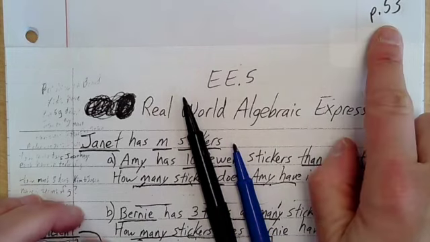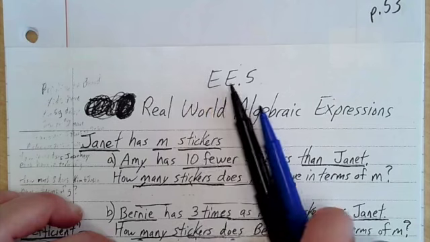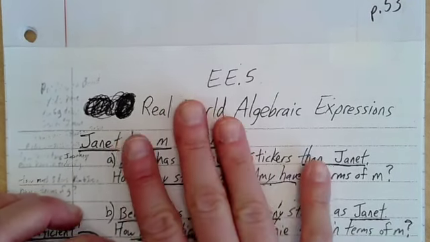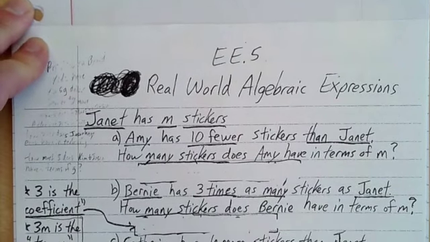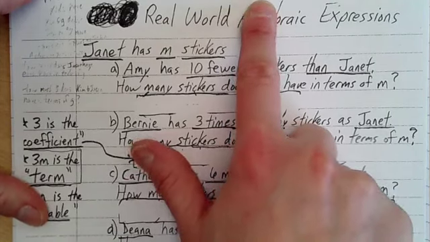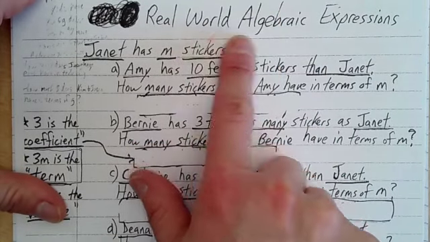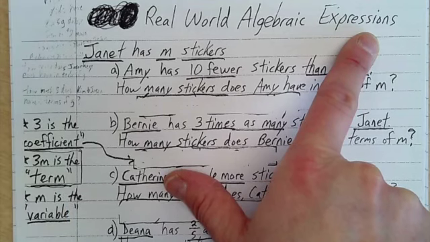This is page 53 in our notes, and to help with the amount of writing, I'm giving you this paper to put in. So on page 53, I'm going to move this up a little bit. This is standard EE5 again. We're continuing on real-world algebraic expressions. And so this is just kind of strange to kids because they always want to solve it, but you're just writing a lot of these.